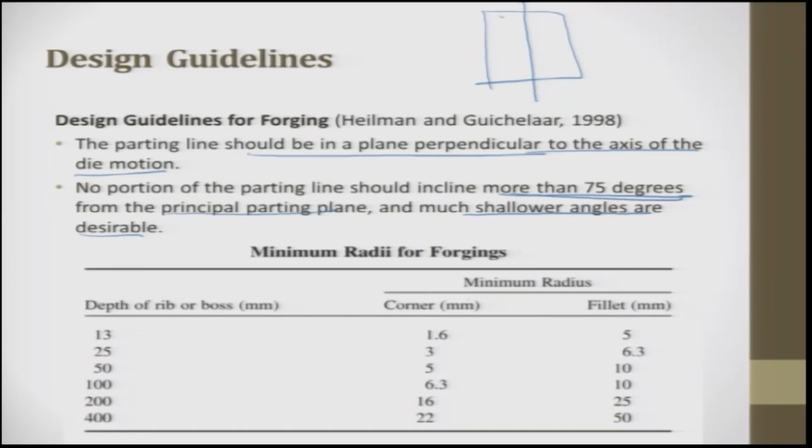Here I have given the radius, the depth of the rib to boss. A rib is nothing but this, okay, or a boss. So, the corner radius, and I have given the fillets.